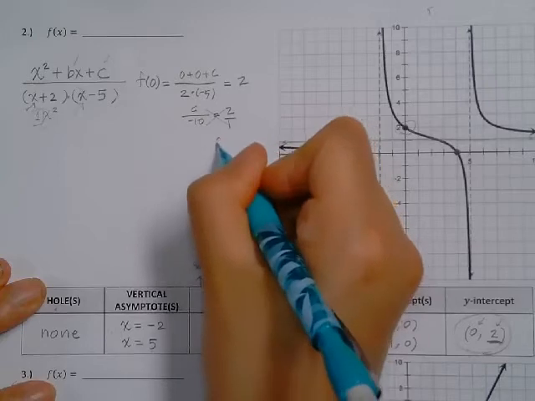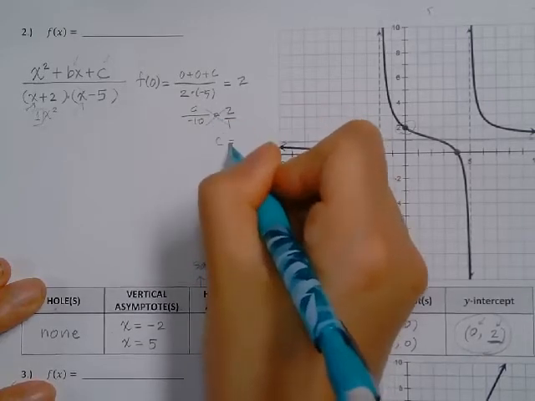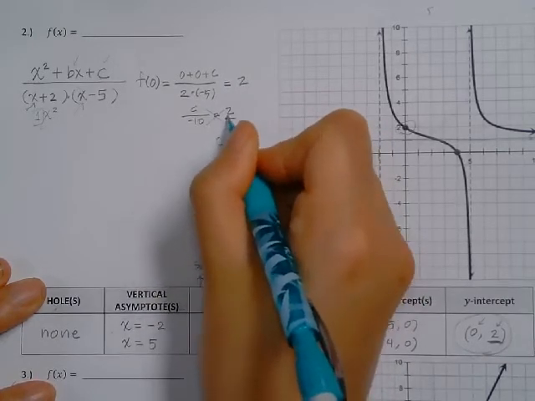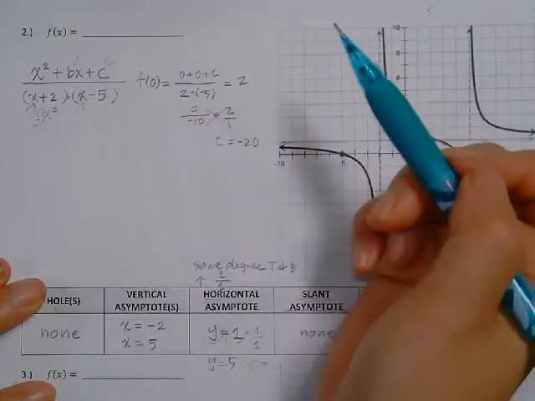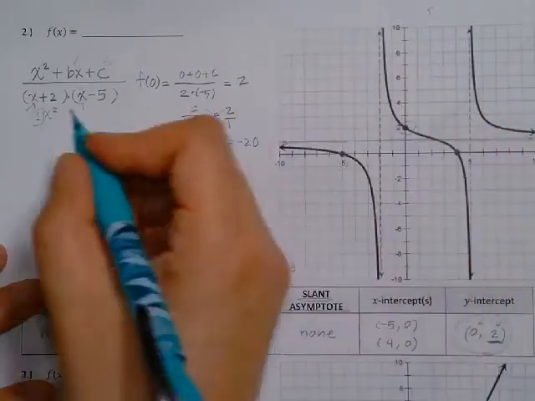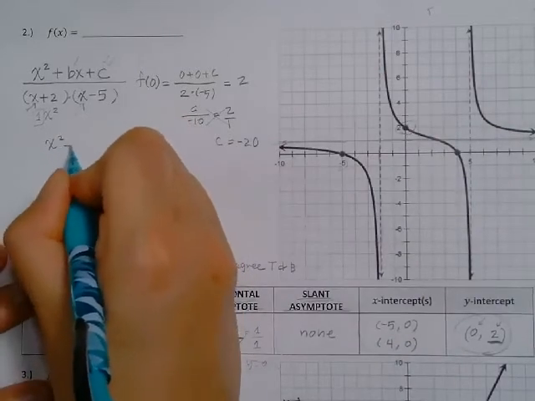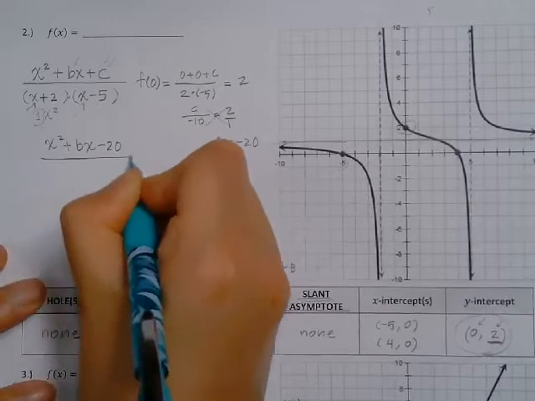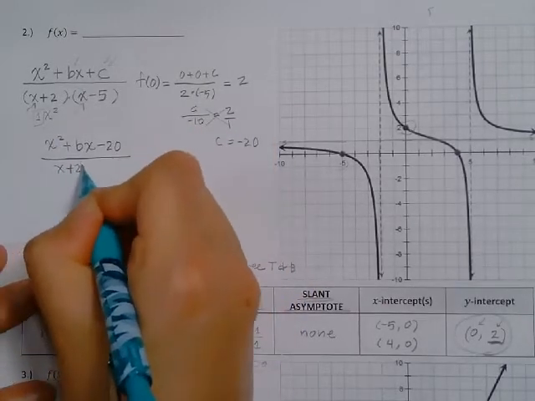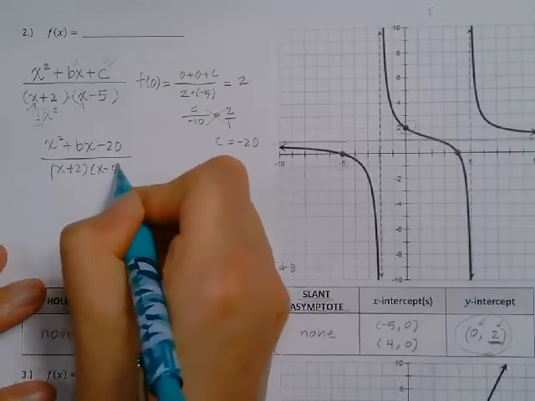C times 1 is C. Equal sign, negative 10 times 2 is negative 20. Then now the C turned out to be negative 20. Then let's rewrite it. X squared plus bx minus 20 over x plus 2, x minus 5.